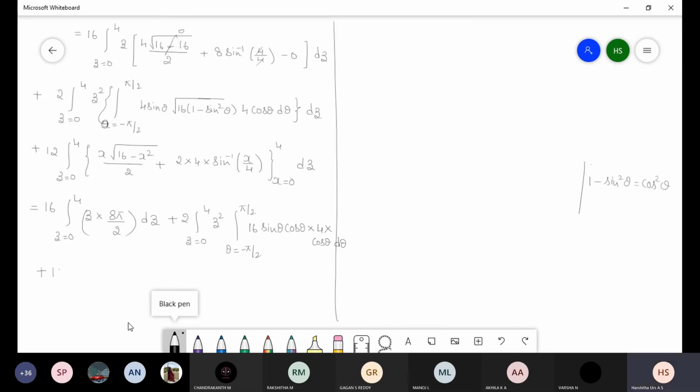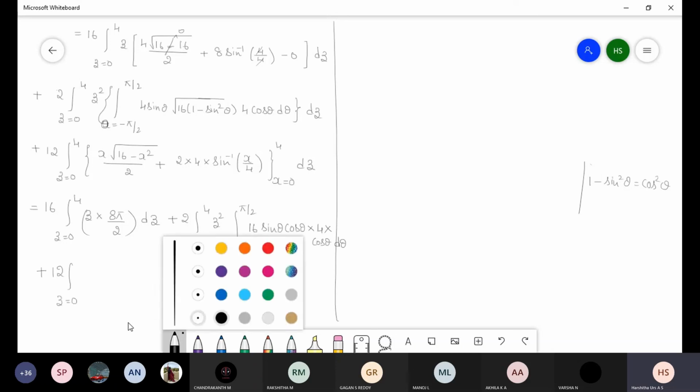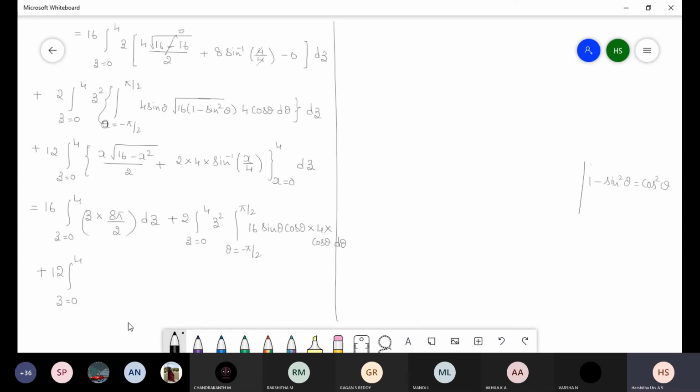plus 12 into integral, limit varies from z is equal to 4. So here also upper limit substitution. 4 into root of 16 minus 16 divided by 2, this also will become 0. Plus 8. Again sine inverse upper limit substitution 4 by 4, 1. So sine inverse 1 means pi by 2. So lower limit completely it will become 0. So here we can write into dz.